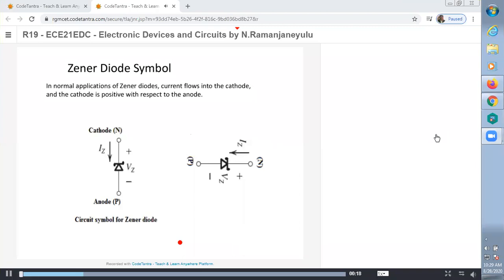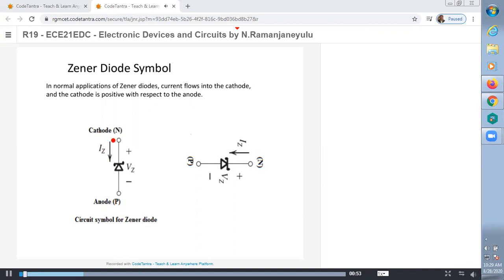Yesterday in class we discussed the Zener diode symbol, the VI characteristics of the Zener diode, and diode problems, right? In normal application of Zener diodes, current flows into the cathode, and the cathode is positive with respect to the anode, right? Observe here. This is the cathode terminal, this is the anode terminal. In terms of P type and N type, this is P and this is N.